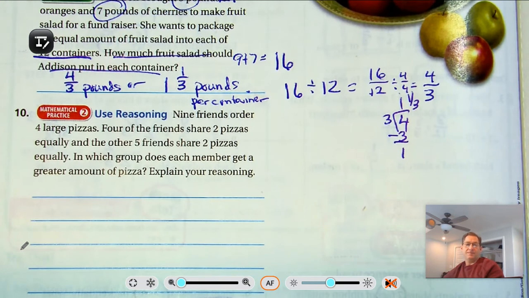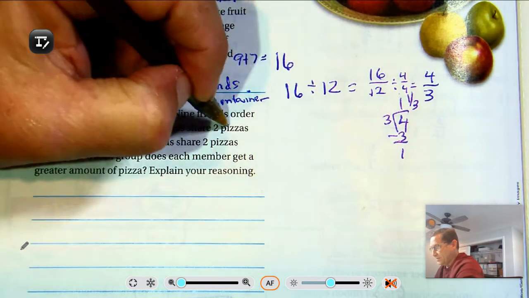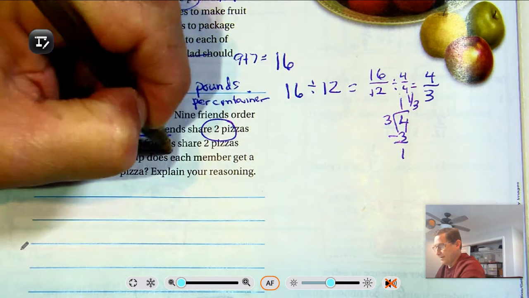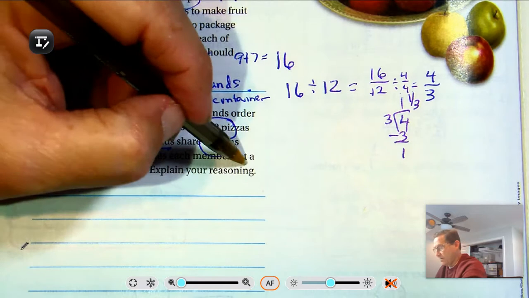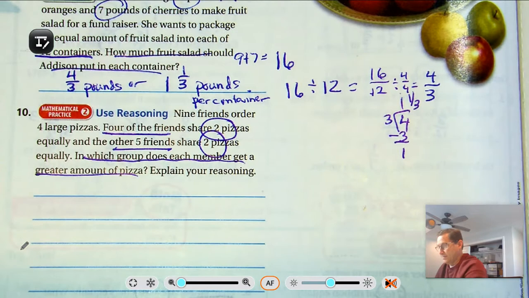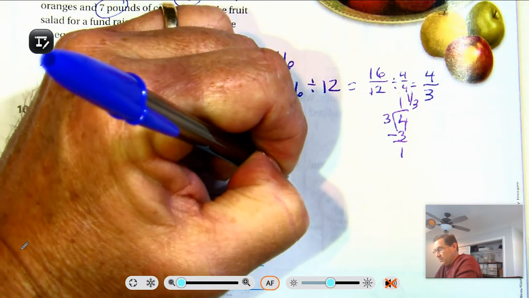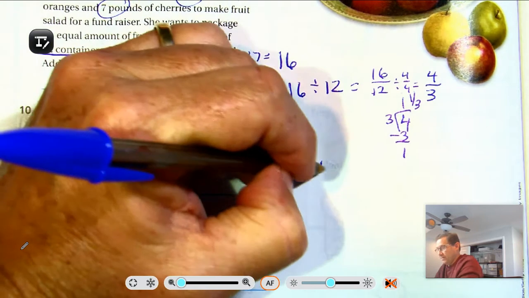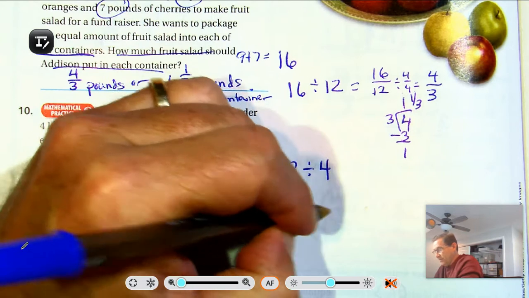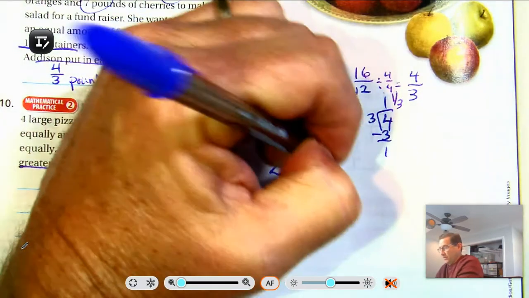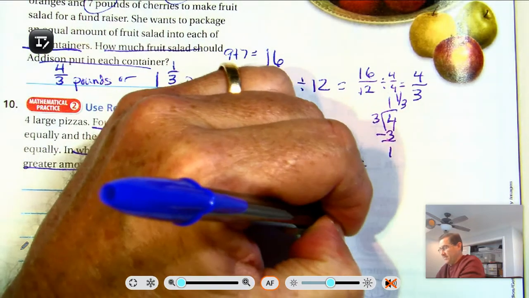All right, number 10. 9 friends order 4 large pizzas. 4 of the friends share 2 pizzas equally, and the other 5 friends share 2 pizzas equally. In which group does each member get a greater amount of pizza? Okay, so 2 pizzas shared with 4 friends, or 2 pizzas shared with 5 friends. Well, this one is 2/4, and this one will be 2/5.